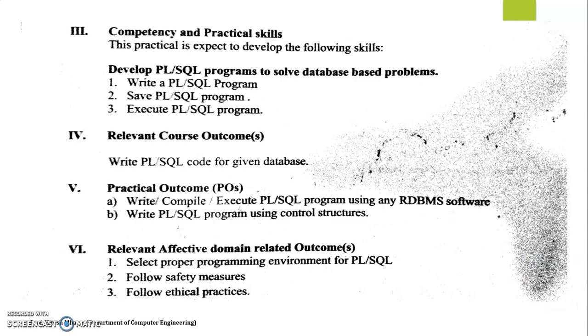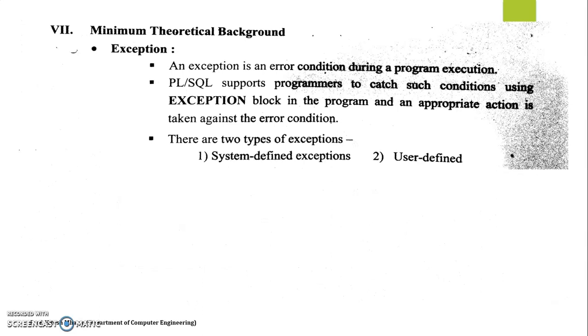Competency and practical skills: this practical will help in developing the following skills in students, like writing, saving, and executing PLSQL blocks. Relevant course outcomes covered here are writing PLSQL code for a given database. Practical outcomes covered here are to write, compile, and execute PLSQL programs using any RDBMS software, and to write PLSQL programs using control structures. Related affective domain outcomes are: select proper programming environment for PLSQL, follow safety measures, and follow ethical practices.